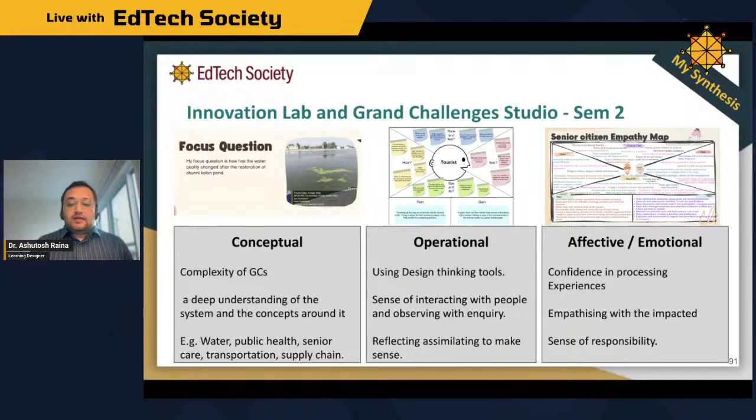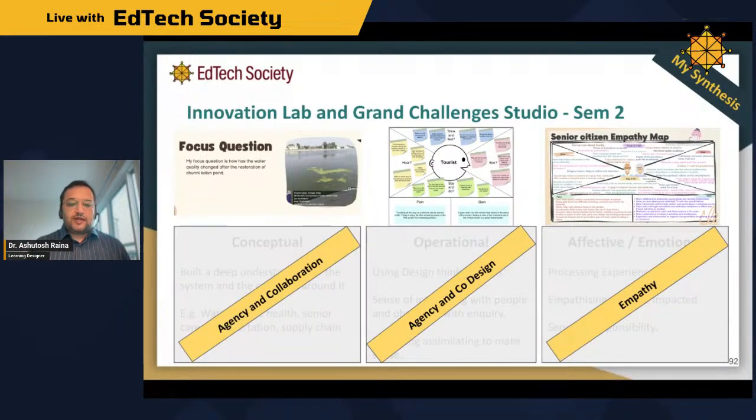At the same time, they gained operational insight, which is basically that they built certain skills of using the design thinking tools, a sense of how to interact with people, how to do observation and inquiry, and how to reflect and assimilate these findings. And on the affective level, or the emotional side of learning, they developed confidence in processing these experiences. They empathized with the impact, and they generated a sense of responsibility. So these were more in terms of their agency, their collaboration, their co-design, and empathy.